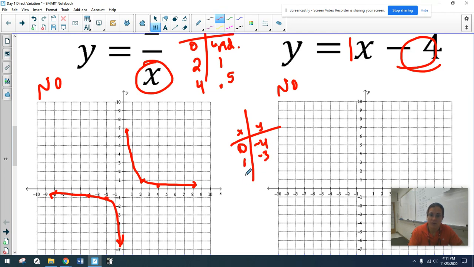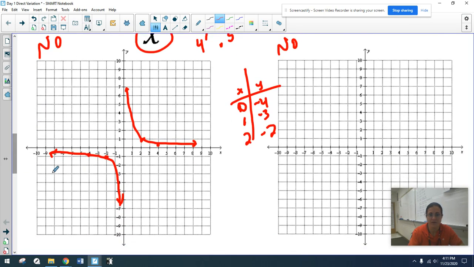1, -3, 2, -2. So if I graph those, I'm here, here, and then 2, -2 is there. So if you notice, this does not go through 0, 0 like it's supposed to. So that's also going to show it that it's a no. And this also doesn't go through 0, 0, which is why it's a no.